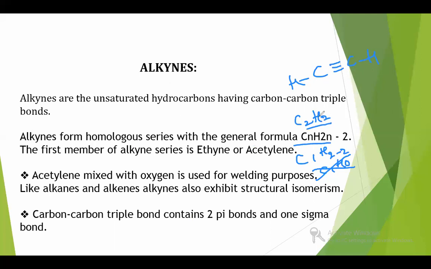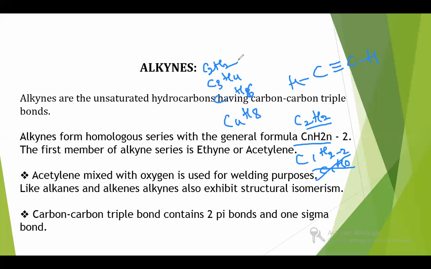So for carbon number 3, C3: 2 into 3 is 6, 6 minus 2 is 4, C3H4. Next is C4: 2 into 4 is 8, 8 minus 2 is 6, C4H6, and so on.